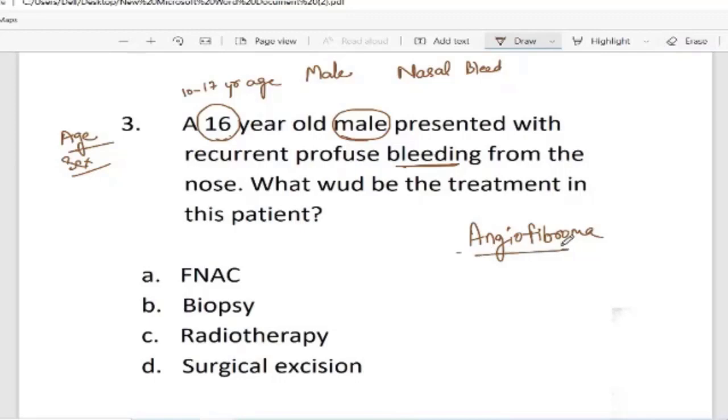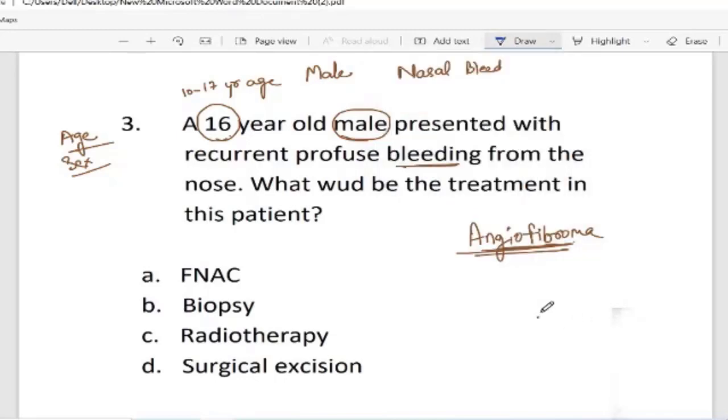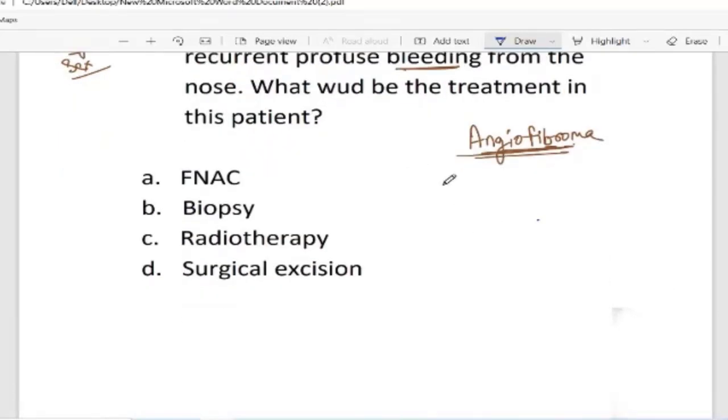Okay, so we came to know the diagnosis. The patient has angiofibroma. Now, what will be the treatment? We all know angiofibroma. What is angiofibroma? It is a benign tumor. It is a locally invasive tumor. Is it a pre-malignant tumor? No, it is not malignant.